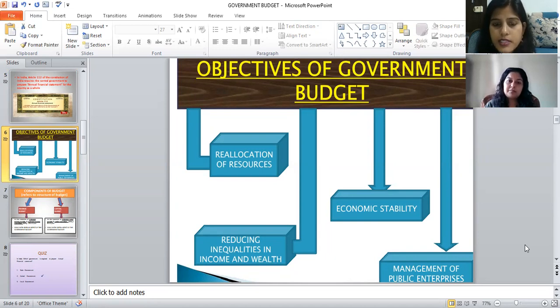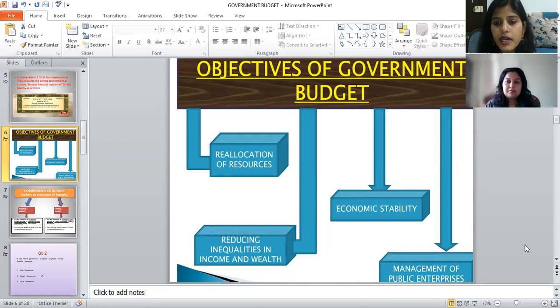Okay, so is it clear with the two objectives of the government budget? Yes, ma'am. Okay, now the next is economic stability. Do you have any idea how this economic stability comes? No, ma'am. Okay, so in this economic stability, the government manages it with the help of surplus when there is an inflation situation, and deficit when there is a deflation situation.